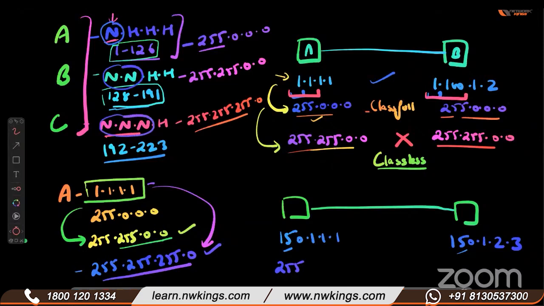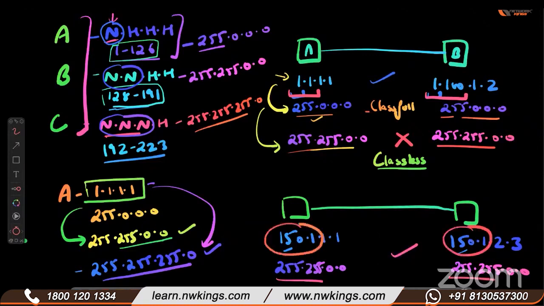Now if I put 255.255.0.0, this is by default. So definitely they are going to communicate with each other, yes or no? Right? Because you have 255, 255, and both have 150.1 the same in both cases. So it means they will communicate. But if you put a different subnet mask, then accordingly they are going to communicate.